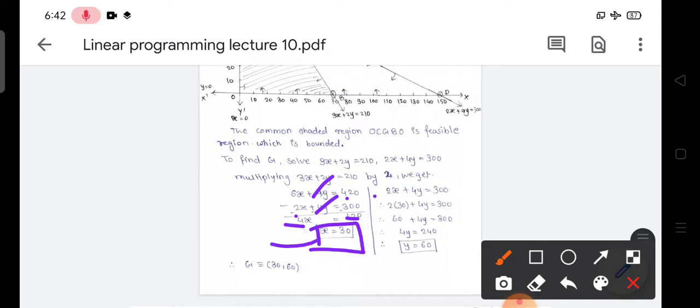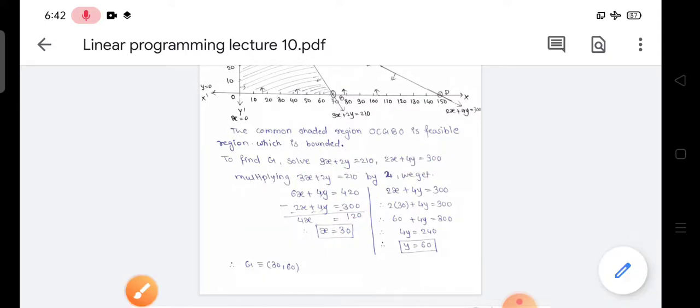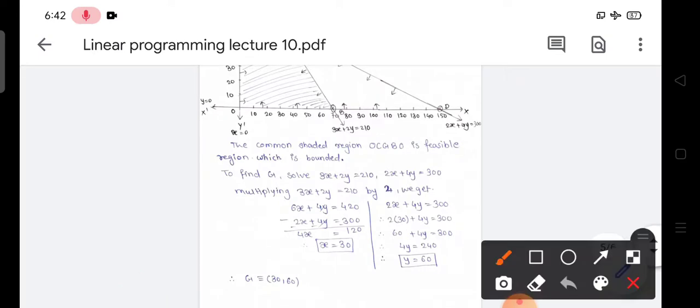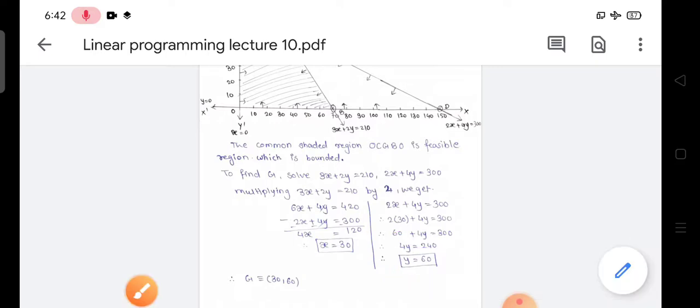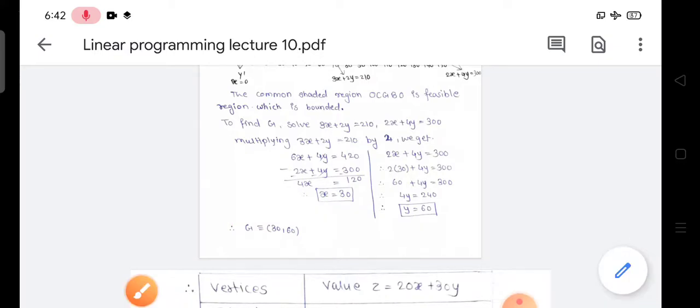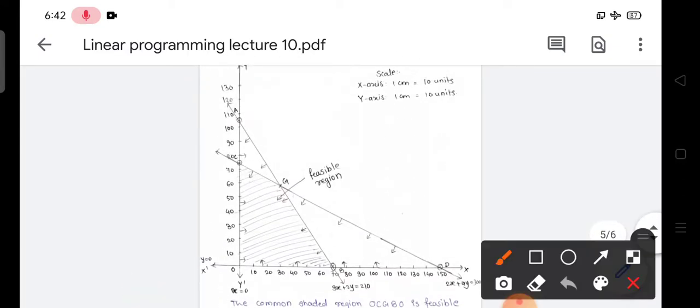Okay, so put this x value in any one of the equations. I will put it in the second. You can try it in the first equation and you will get the same value of y. Therefore 2 into 30 plus 4y equals 300, that is 60 plus 4y equals 300. Hence we get the y coordinate as 60. Therefore the G point is 30, 60. So we get all the points of the feasible region.